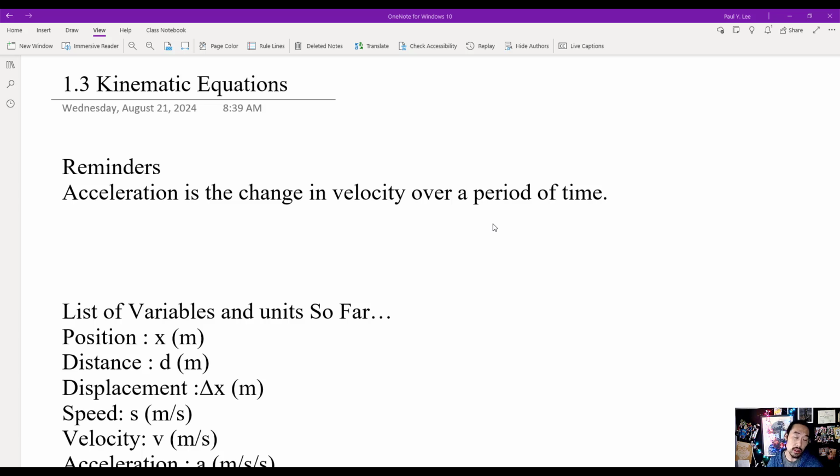In this video, we're going to go over the kinematic equations. Now, we're not necessarily going to go over sample problems. That's going to be for a different video, but we are going to be introduced to our first set of equations.